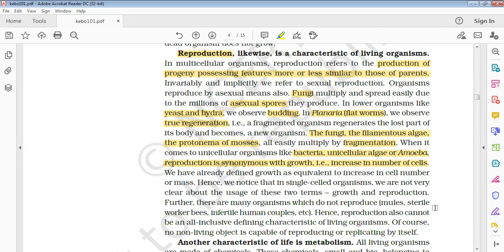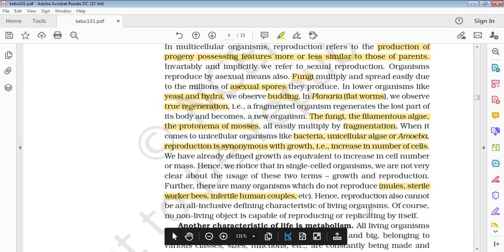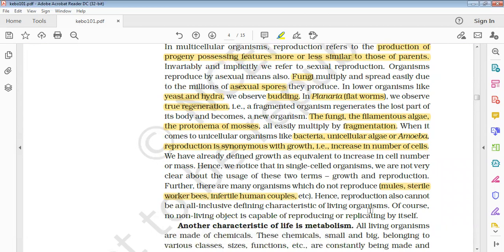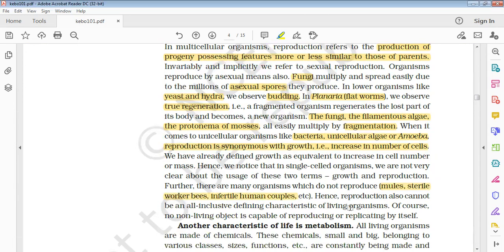So is it that all organisms reproduce? It is not necessary that all organisms reproduce. There are mules, sterile worker bees, infertile human couples, etc., that cannot undergo reproduction. So hence reproduction also cannot be an all-inclusive defining characteristic of living organism. Why? Because there are organisms that cannot reproduce, like mules, sterile worker bees and infertile human couples, which are not capable of reproducing. Hence, reproduction cannot be considered as an all-inclusive defining characteristic of living organisms.